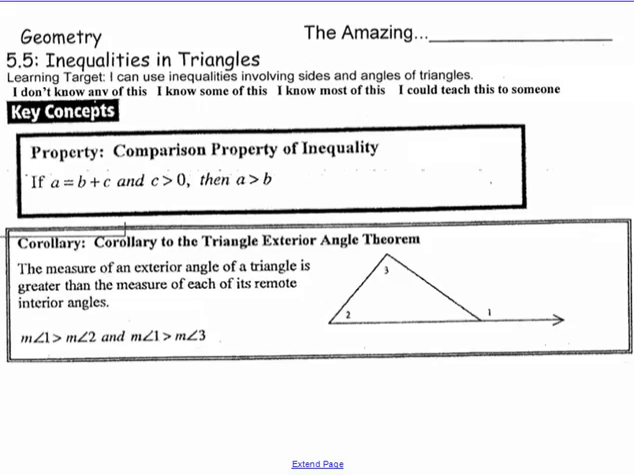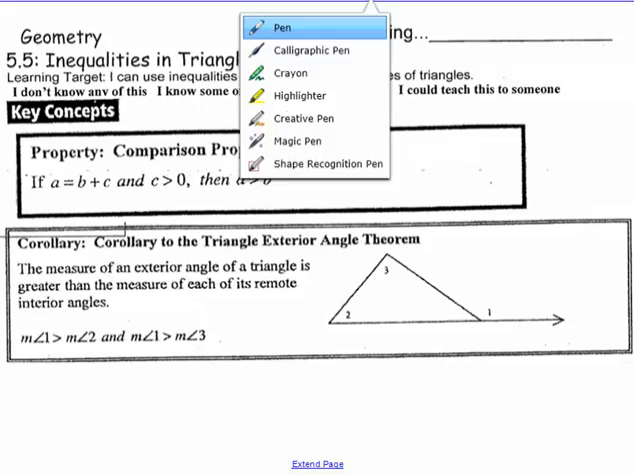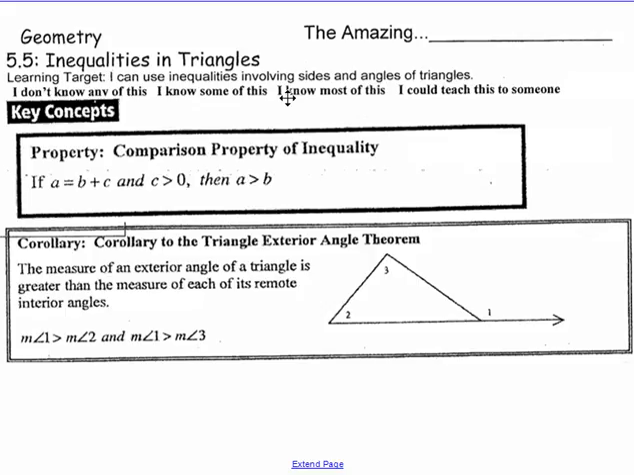Our first corollary here is that we have the three angles in a triangle. The measure of angle 1 is greater than the measure of angle 2. Well, of course. And the measure of angle 1 is greater than the measure of angle 3. Well, yeah, it's bigger than that too. So what we're saying is if A equals B plus C and C is greater than 0, then A is greater than B.